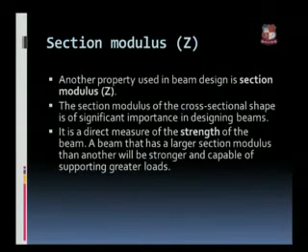It is another property used in beam design. The section modulus of the cross-sectional shape is of significant importance in designing beams. It is a direct measure of the strength of the beam. A beam that has a larger section modulus than another will be stronger and capable of supporting greater loads. That means if I want to find out which beam will have more capacity to take load, if I know the value of section modulus, I can easily say that the one having a much greater section modulus as compared to the other will give more strength.